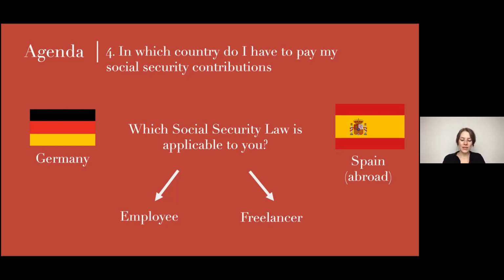Your place of residence is in Germany. You have a flat there. Your work activity in Germany is less than 25%, but your employer's residence is in Germany, but you work physically in Spain. In that case, also, German social security law would be applicable to you.